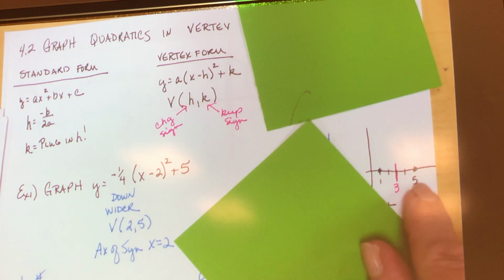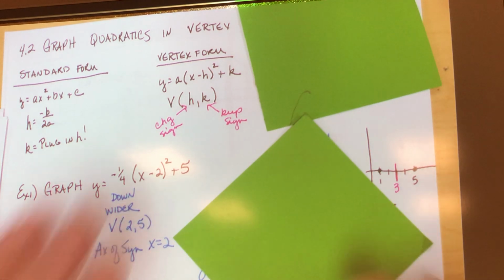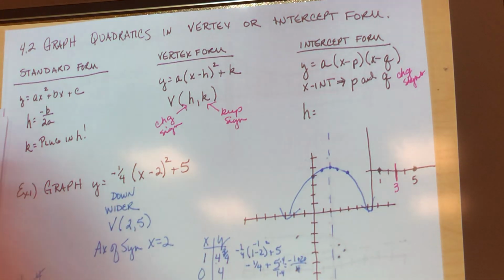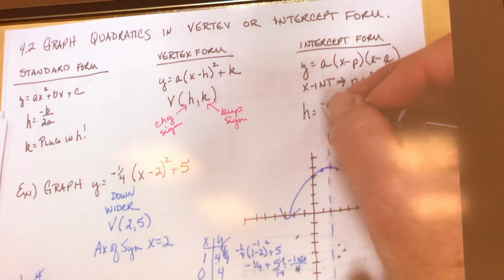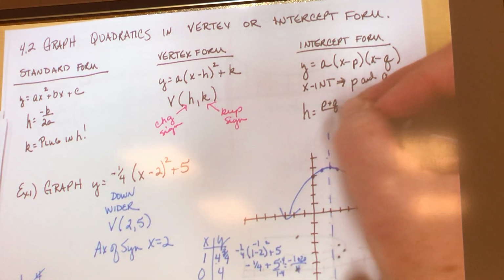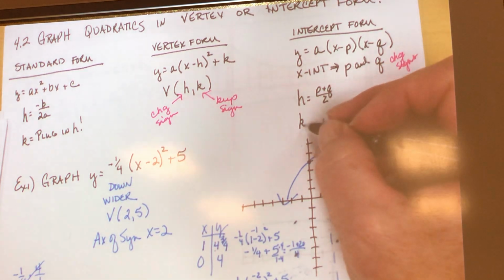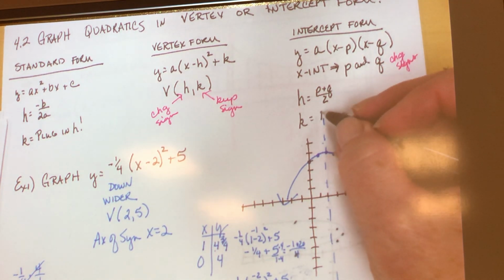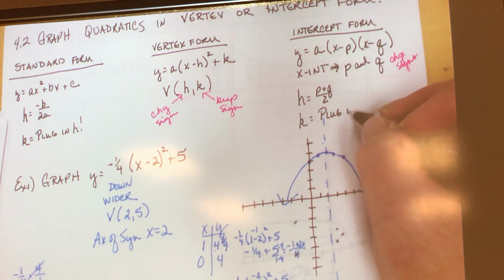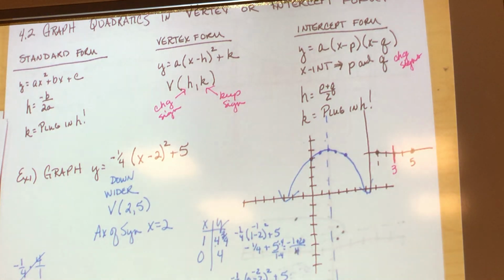Y'all, this is P and Q. So how do I find the H coordinate? Add and divide by 2. Perfect. Y'all are so dang smart. All right? So P plus Q divided by 2. Okay? Now, how are you going to find K? Plug in H. Okay? Plug in H, and that will give you your K. All right. Anybody got a question?